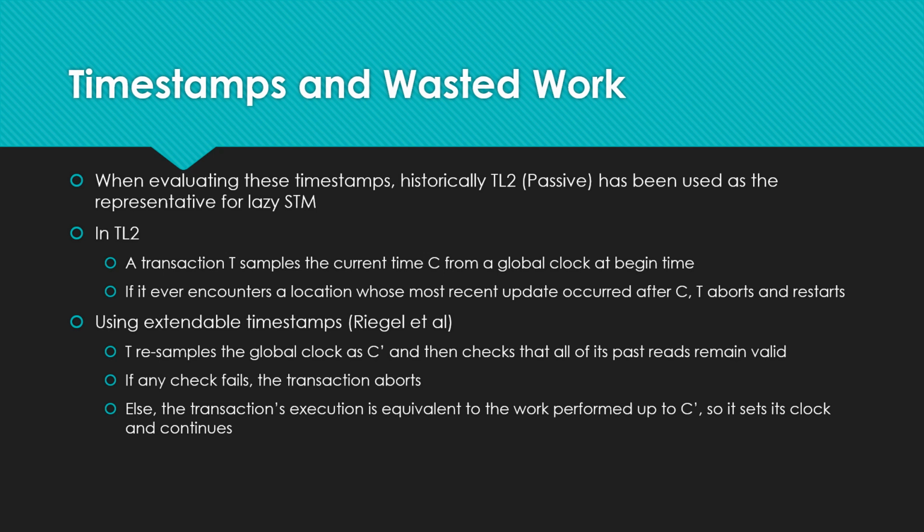Now these TL2 style timestamps result in low latency, but they're inherently pessimistic and reduce scalability by aborting on some pretty easily resolvable conflicts. The counter proposal here is the usage of extendable timestamps rather than simple timestamps. So in extendable timestamps, T resamples a global clock as C prime and then checks that all of the past reads remain valid. If any check fails, this transaction will abort. Otherwise, the transaction's execution is equivalent to the work performed up to that time, so it sets its clock to that value and continues.